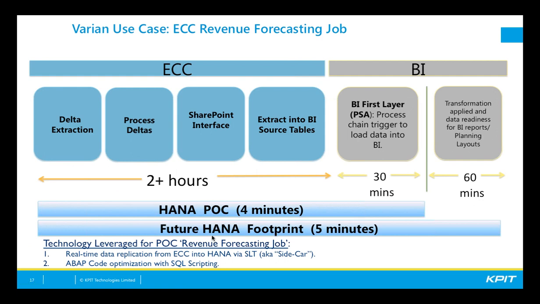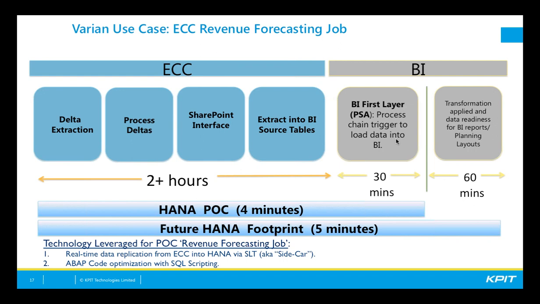And so here is a picture of the different steps and the time duration it takes to run these jobs. Again, you'll see the delta extraction, processing the deltas, the SharePoint interface, and the extraction to the BI source tables. That would take typically 2 to 3 hours depending on the number of delta changes. There's an integration to the first layer of our BI process, which would take 30 minutes, and then the final transformation in BI would take an additional 60 minutes.